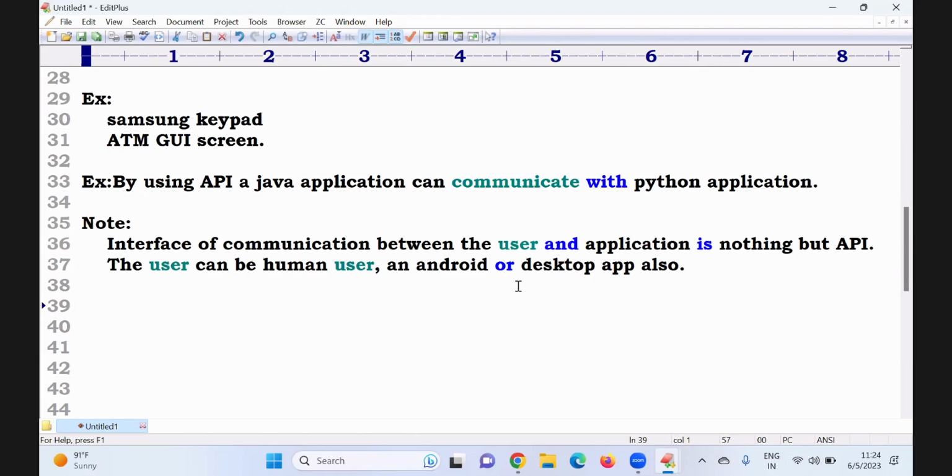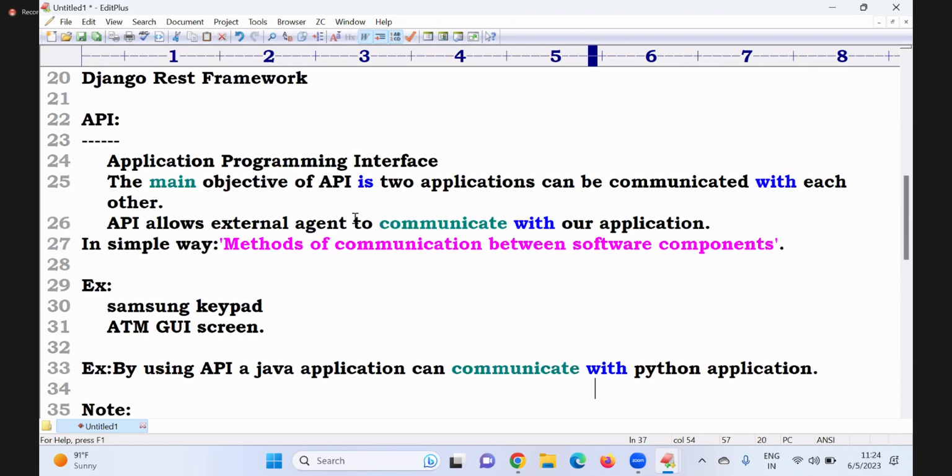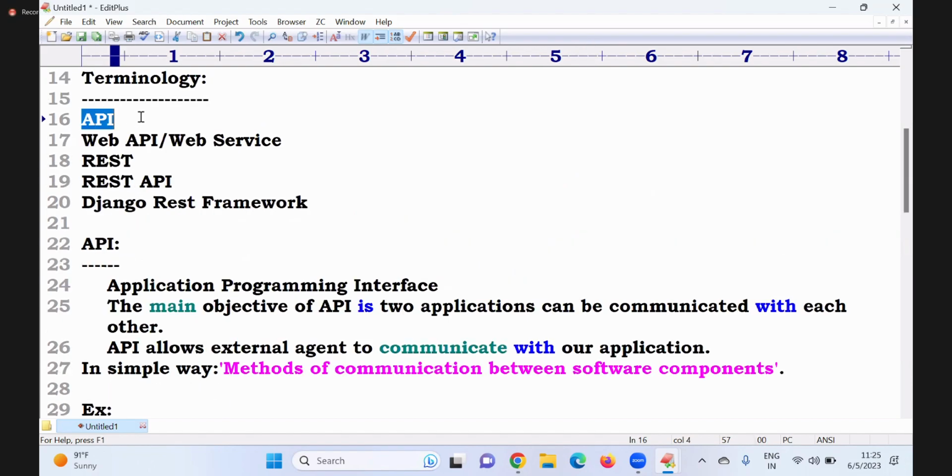Now the thing is, if another person is using any desktop application or Java application or Python or iOS, then one interface is required. That interface is nothing but API. So in 5 technologies, first one is API. What is API? It provides communication between the two applications. The applications may be anything. That is the first technology, API.